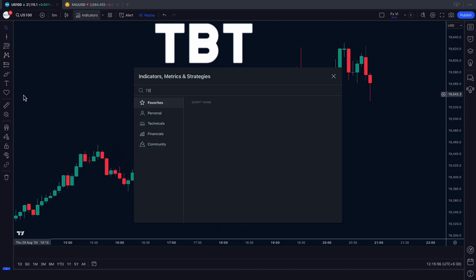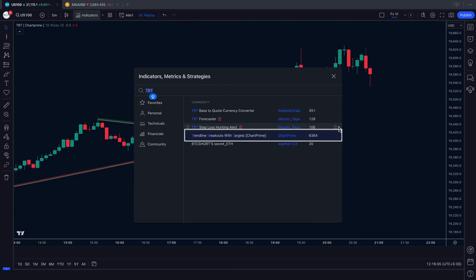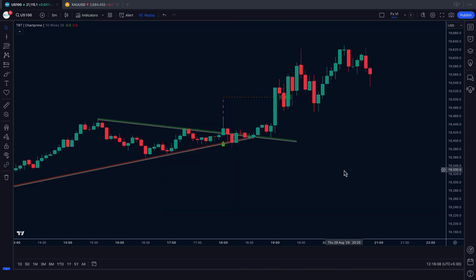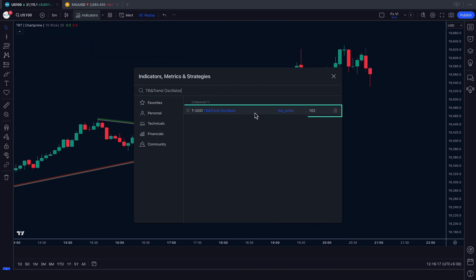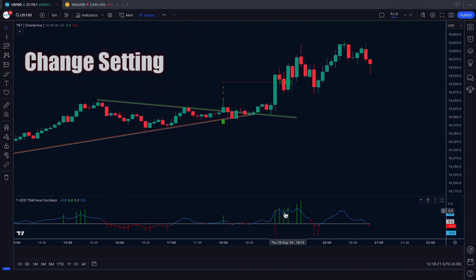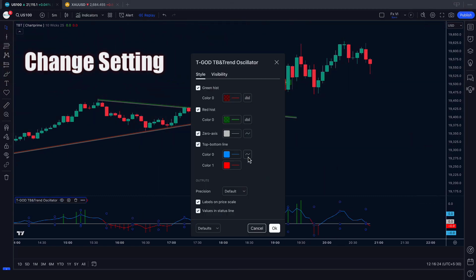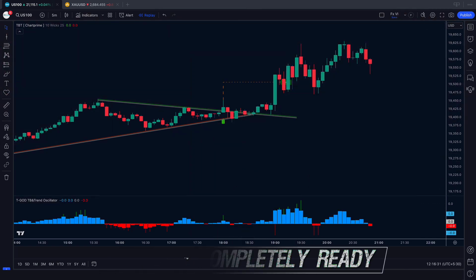First of all, we will search TBT in the search box of TradingView. After that we have to click on Trendline Breakouts with Targets by ChartPrime option. After that we have to apply another indicator on the chart. We will search TB and Trend Oscillator in the search box of TradingView. After that we have to click on TGOD TB and Trend Oscillator option, in which we have to change some settings. In this we have to make the top bottom line in the format of column. Now our trading setup is completely ready for trading.